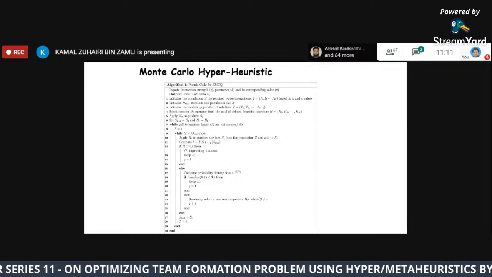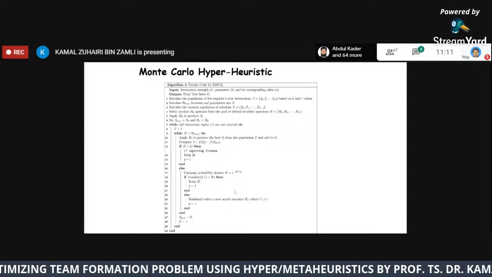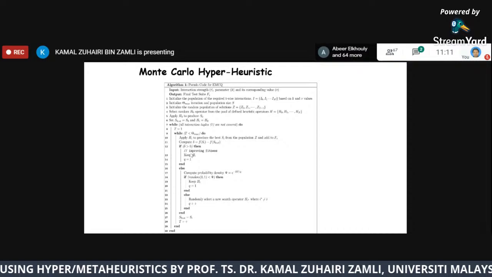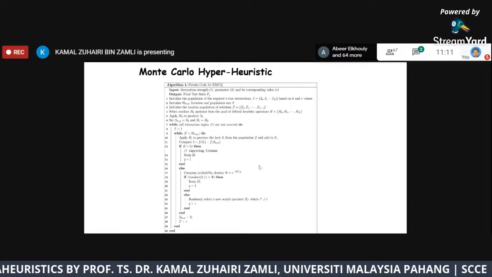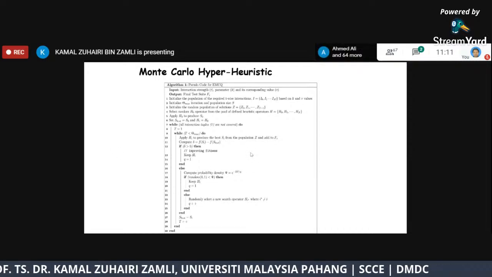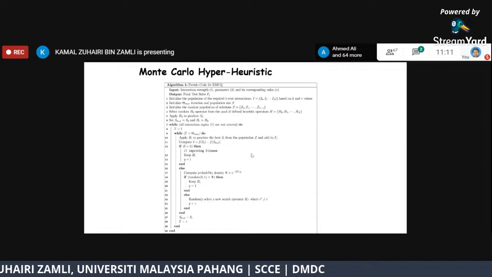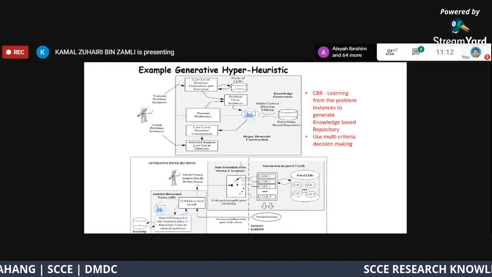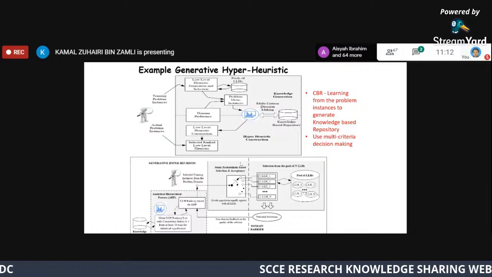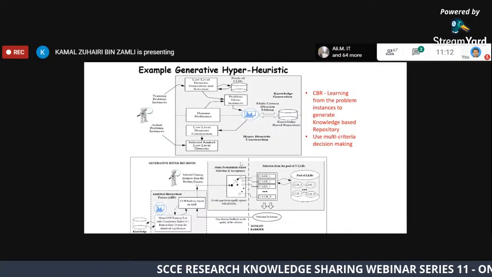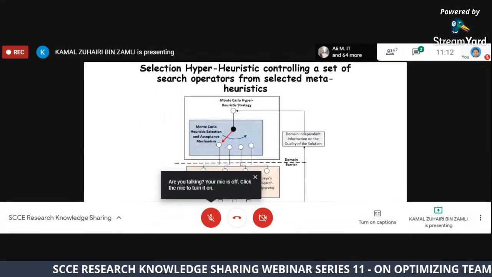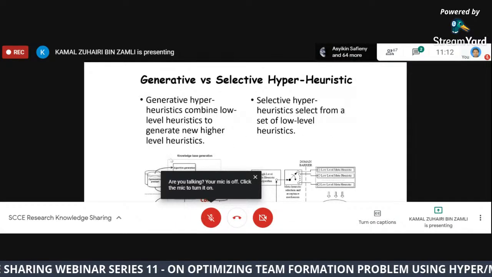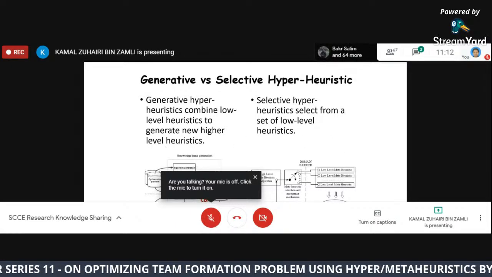Okay, and then you select a new search operator H1. That means you run H1 here. Okay, and this is keep the previous one that you ran. So this is the idea of hyper-heuristic, where you control the meta-heuristic operation itself. So the example we had just now is selective. If you remember, there are two types of hyper-heuristic. One is called selective hyper-heuristic, and the other one is called generative hyper-heuristic.